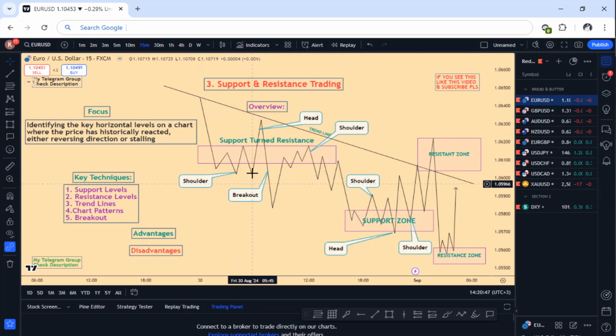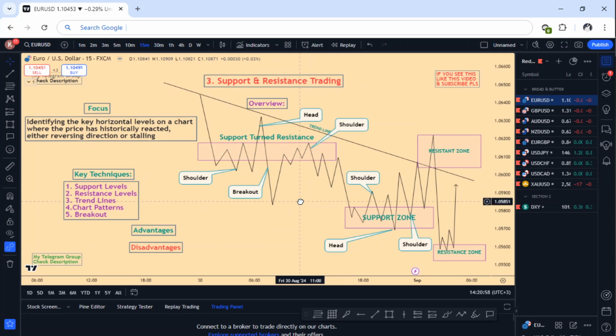Then we have a breakout, so it can even be inverse, by the way. Like this is the shoulder, this is the head, this is the shoulder, so you're expecting the price to move upward. So to me, this thing is really complicated to know, because a lot of it is subjective.